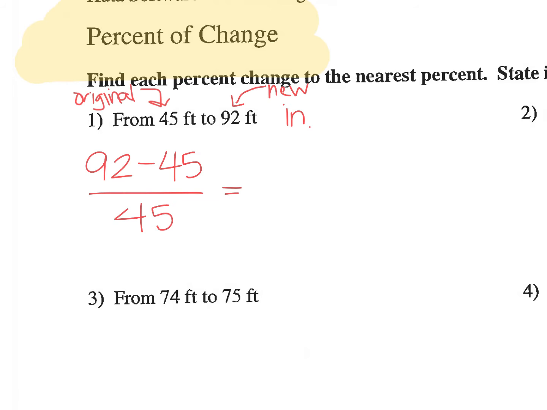For each step, I'm just going to write it out. I'm going to put into my calculator 92 minus 45, which I can probably do in my head, but I have 47 over 45. This fraction bar, remember, means division. So in my calculator now, I'm going to do 47 divided by 45, and I get 1.04. I'm going to round it to the nearest hundredth.